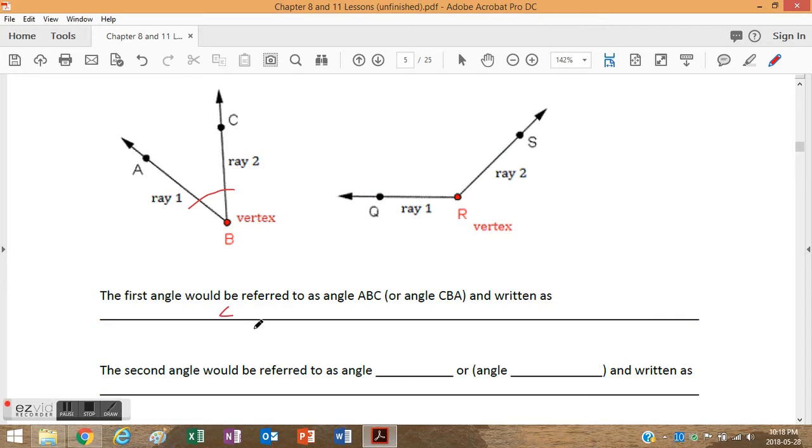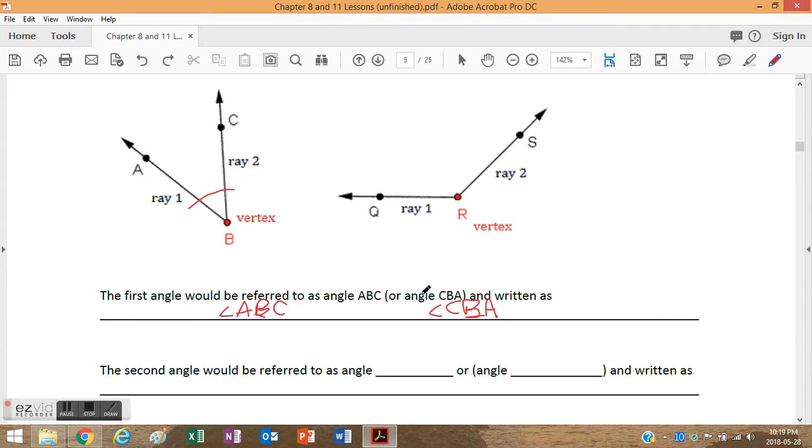There we go. Angle ABC, or again, angle CBA. You're going to see it written either with words, saying angle ABC, or the little symbol that sort of looks like a little wedge next to it, ABC or CBA. Doesn't matter which way you say it. It could not be BAC, because that means we're starting at B, going to A, and back to C. This one has to be ABC.